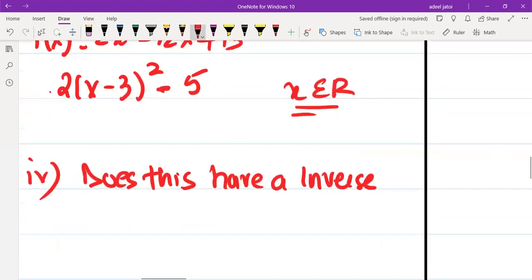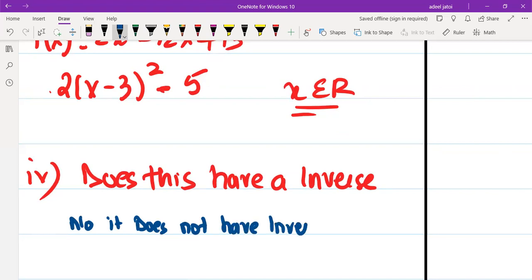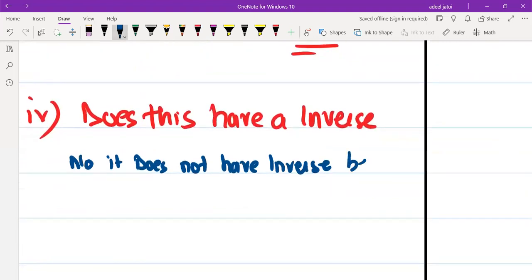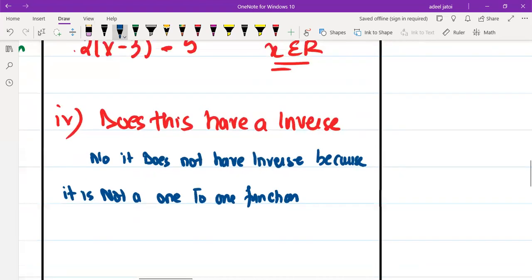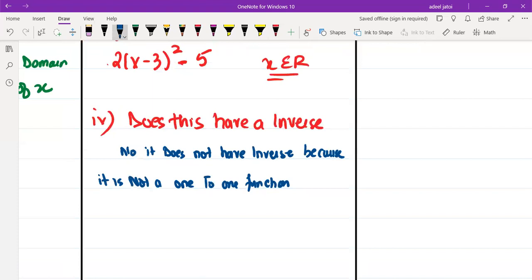So can I directly say no? It does not have an inverse because it is not a one-to-one function. So when x is an element of the real numbers, the question says, does it have an inverse? You'll write it down: No, it does not have an inverse because it is not a one-to-one function.